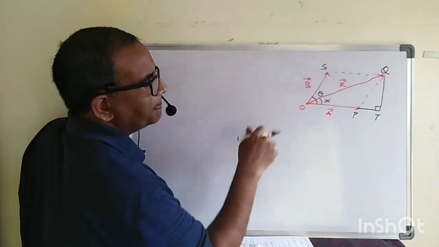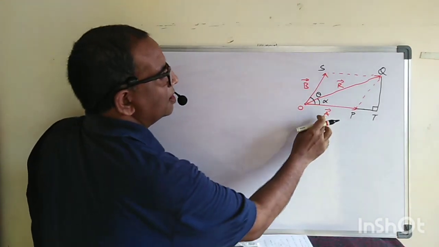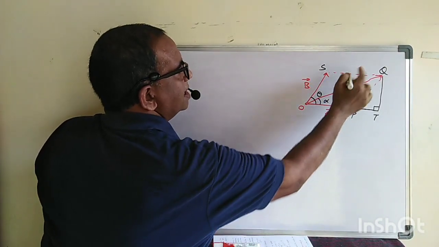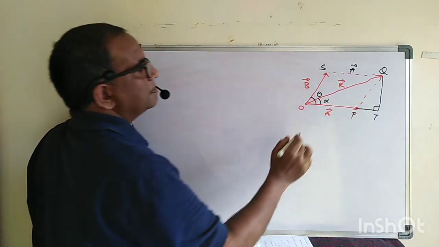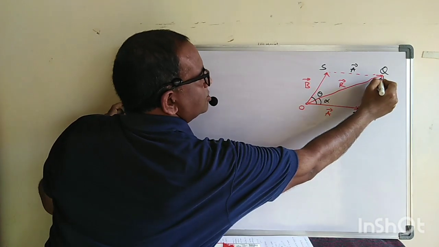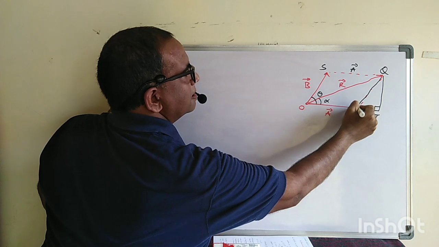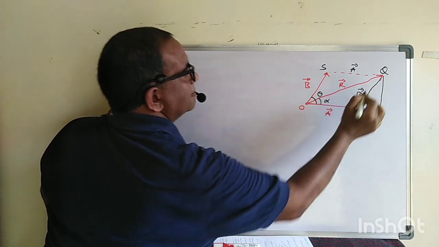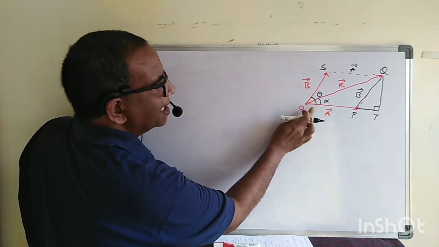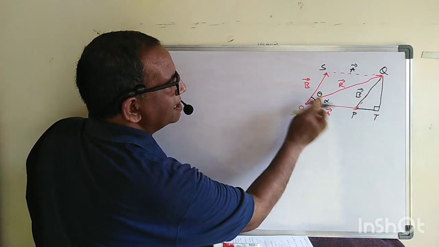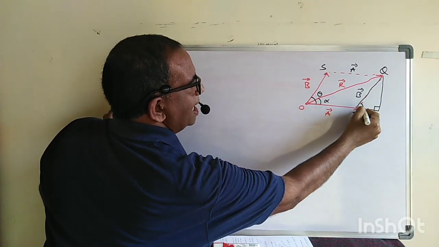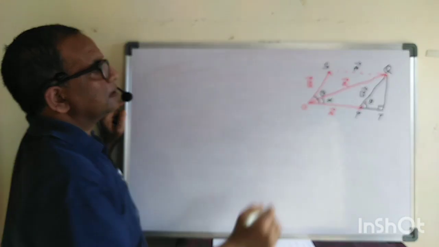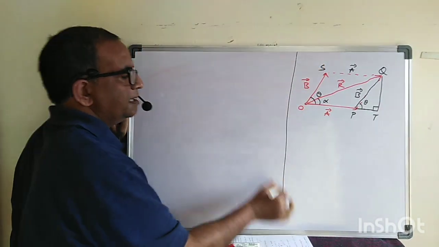And this is a parallelogram. Parallelogram means the opposite sides are equal. If this one is A, then this is also A. If this one is B, then this is also B. So I'll just join here. This one is also B. Here B is making an angle theta with the OP, so here it also makes an angle theta. Are you following what I am saying here?